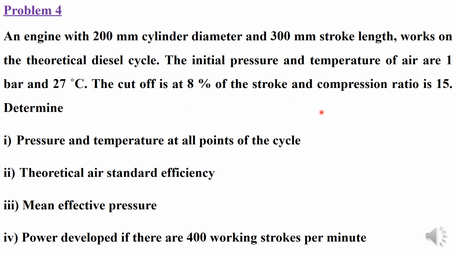Next, the compression ratio RV is directly given as 15. Determine pressure and temperature at all salient points, theoretical efficiency, and mean effective pressure. Power developed if there are 400 working strokes per minute. Remember this sentence also. During the problem I will explain this one.